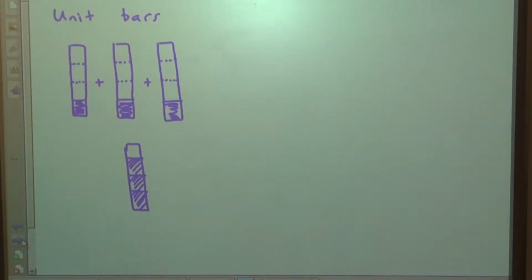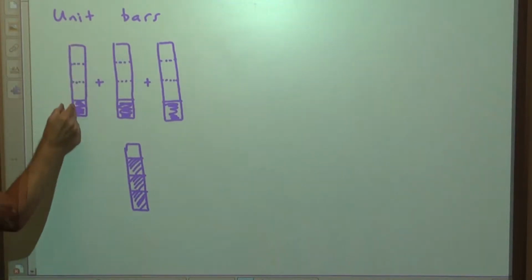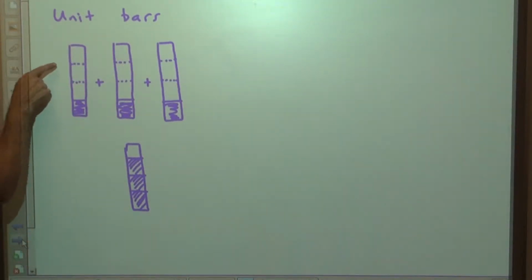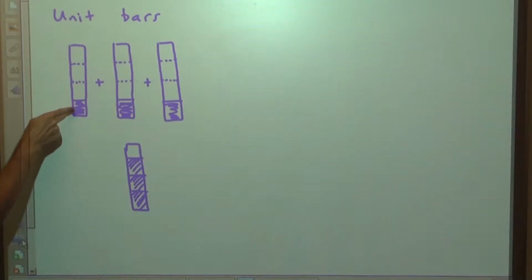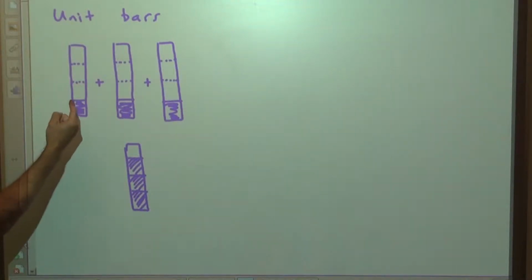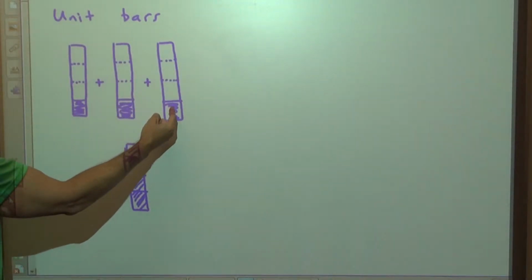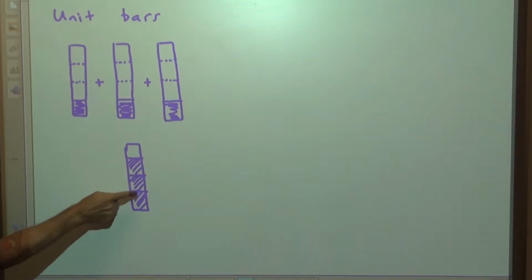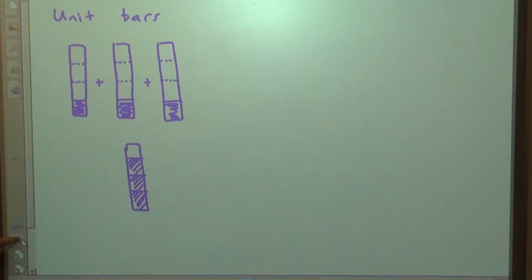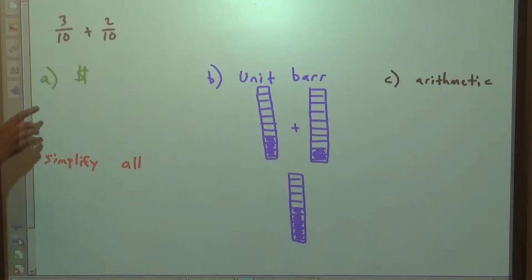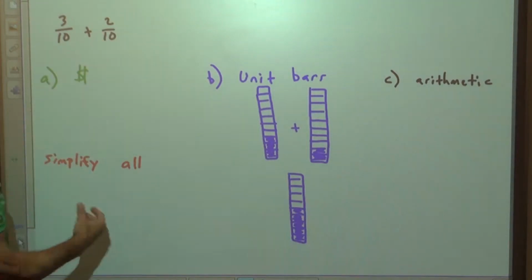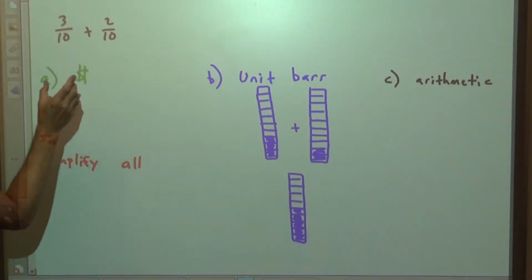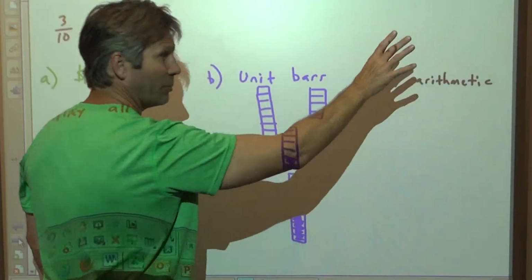All right, we can look at unit bars. A unit means 1. So this whole bar would be 1. If we chop it up into 4 equal parts, then we can represent 1/4 by shading in 1 of those 4 equal parts. So we can visualize a fourth plus a fourth plus a fourth ends up giving us 3 of those fourths. All right, now let's think about this. Let's add 3/10 plus 2/10. Let's do it 3 ways. Money, unit bars, and simple arithmetic.